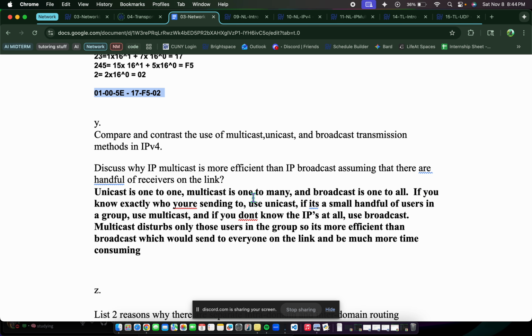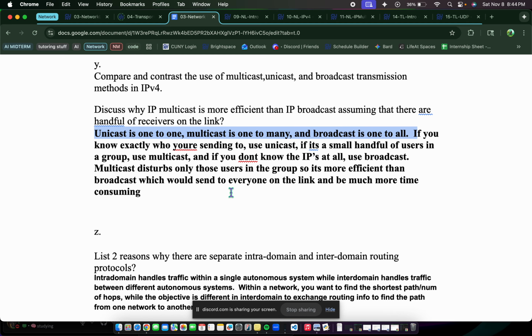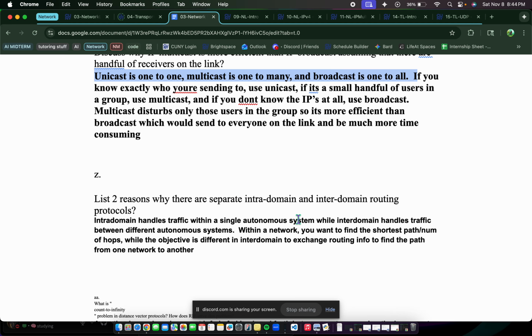And compare and contrast multicast, unicast, broadcast. We went through that: one-to-one, one-to-many, one-to-all. If you know who you're sending to, just unicast or multicast them. But if it's going to be everyone or you don't know who they are, then you have to broadcast. All right, then we go into intradomain versus interdomain.